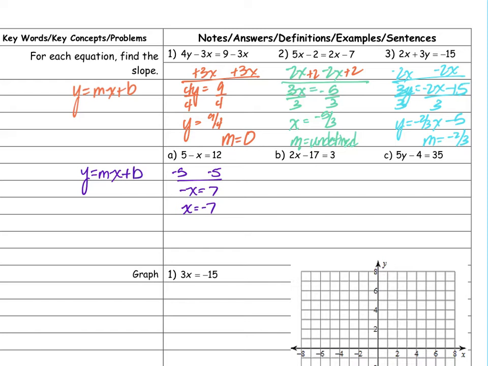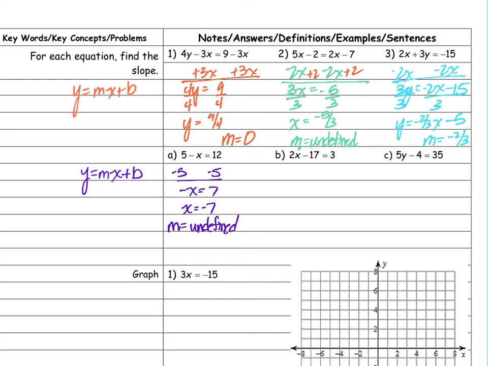MX plus B. So I have no y in this equation. Remember, we talked about that. If there's no y in my equation, that means that line is a vertical line, and the slope of a vertical line is undefined. Okay?